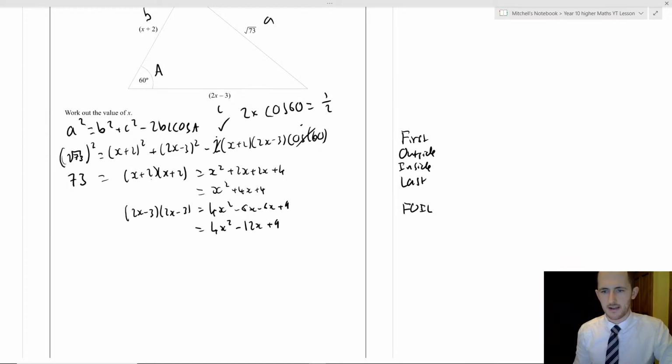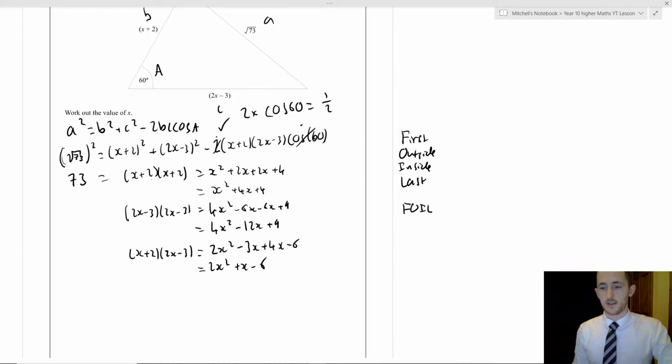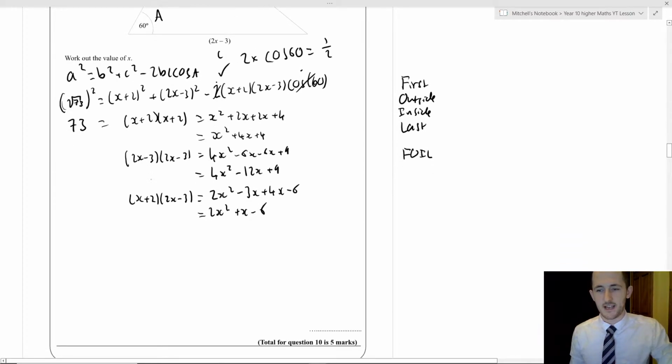And lastly, we have... that will give me 2x squared. Outside will give me minus 3x plus 4x. 6. That's 2x squared plus x minus... Whew. I think you can tell how much algebra is going to be in this question, right?